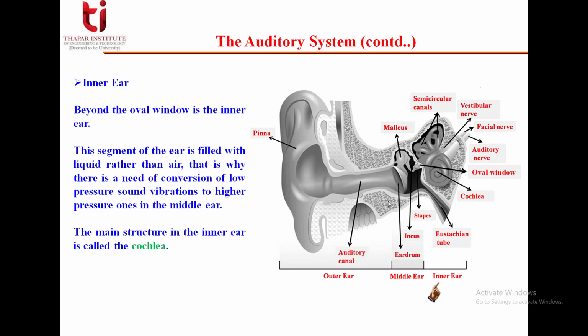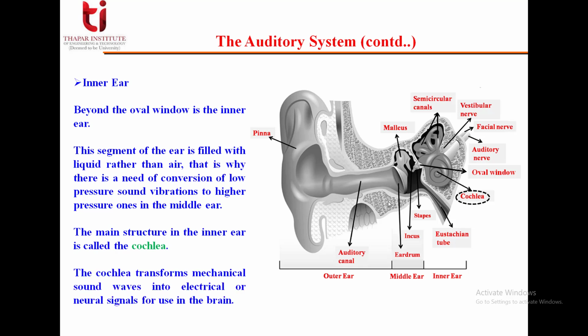Now the main structure in the inner ear is called the cochlea. It transforms the mechanical sound waves into electrical or neural signals that are used in the brain to predict what has been spoken, or what sound we are hearing.